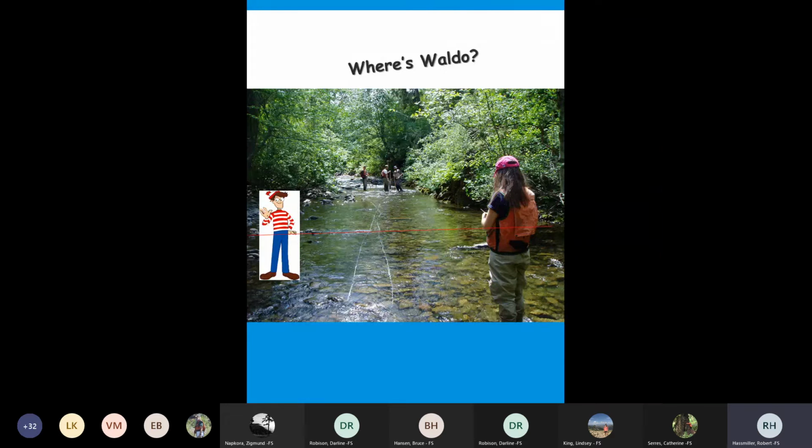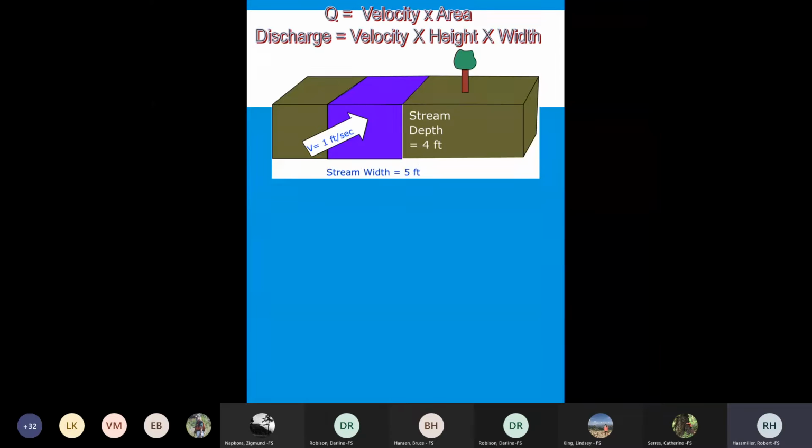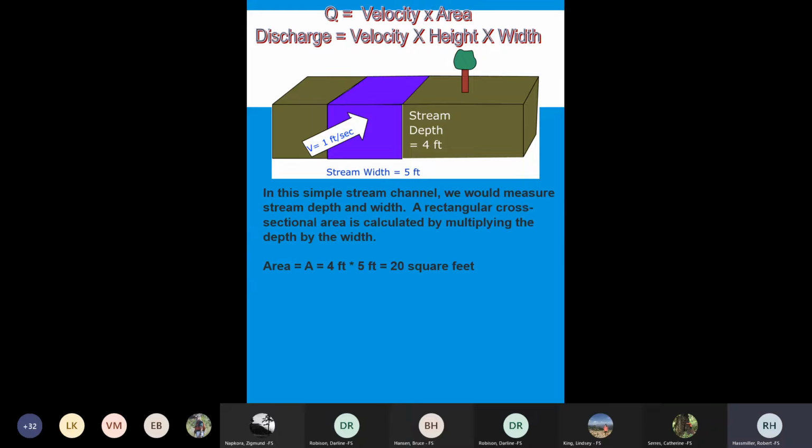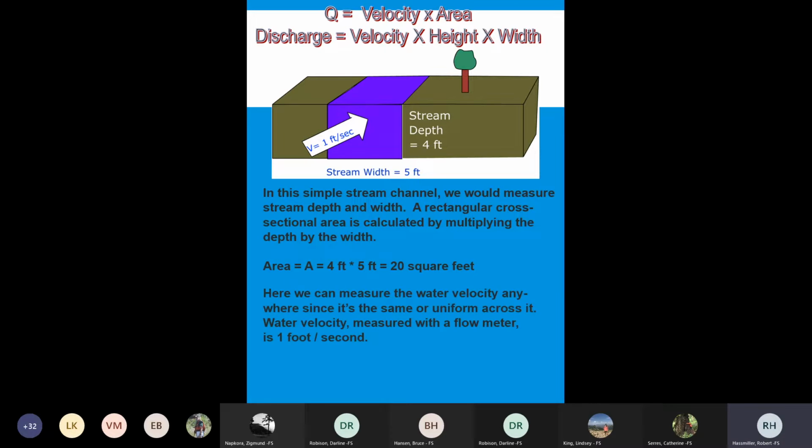Okay, so we use Q as our variable for discharge. And how do we measure and do the math on discharge? Let's first look at the variables: velocity times area. And then furthermore, area is height times width. So in the simplified scene, we measure depth and width, and the area we calculate is 4 times 5. So we get 20 square feet.